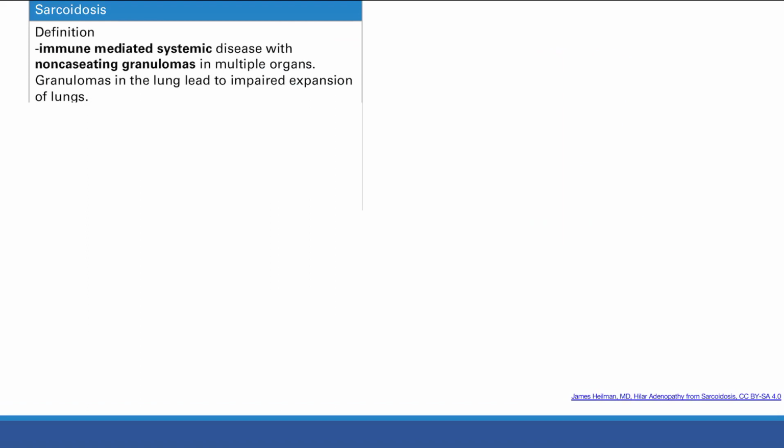Finally, sarcoidosis. This one's pretty high yield, quite high yield actually. Sarcoidosis, you're going to see this a lot. It's an immune-mediated systemic disease. Systemic immune-mediated. You're going to see non-caseating granulomas in multiple organs. So that's a very key thing.